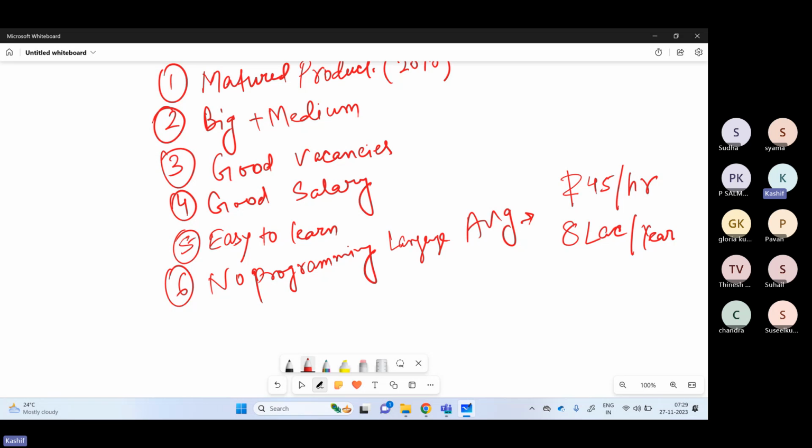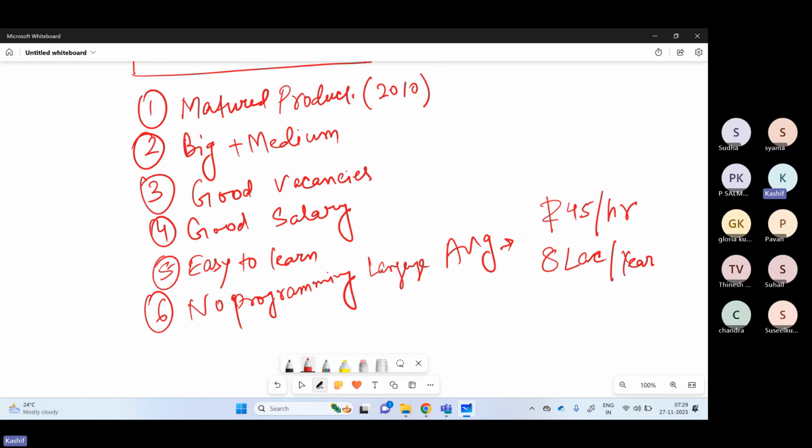So it is all GUI based. There is a web portal. You just have to follow the steps to achieve your task, and you will be able to deploy applications or updates or whatever you would like to do from Intune. So it's a matured product, almost everywhere it is being utilized. Good vacancies, good salary, easy to learn, and no programming languages.